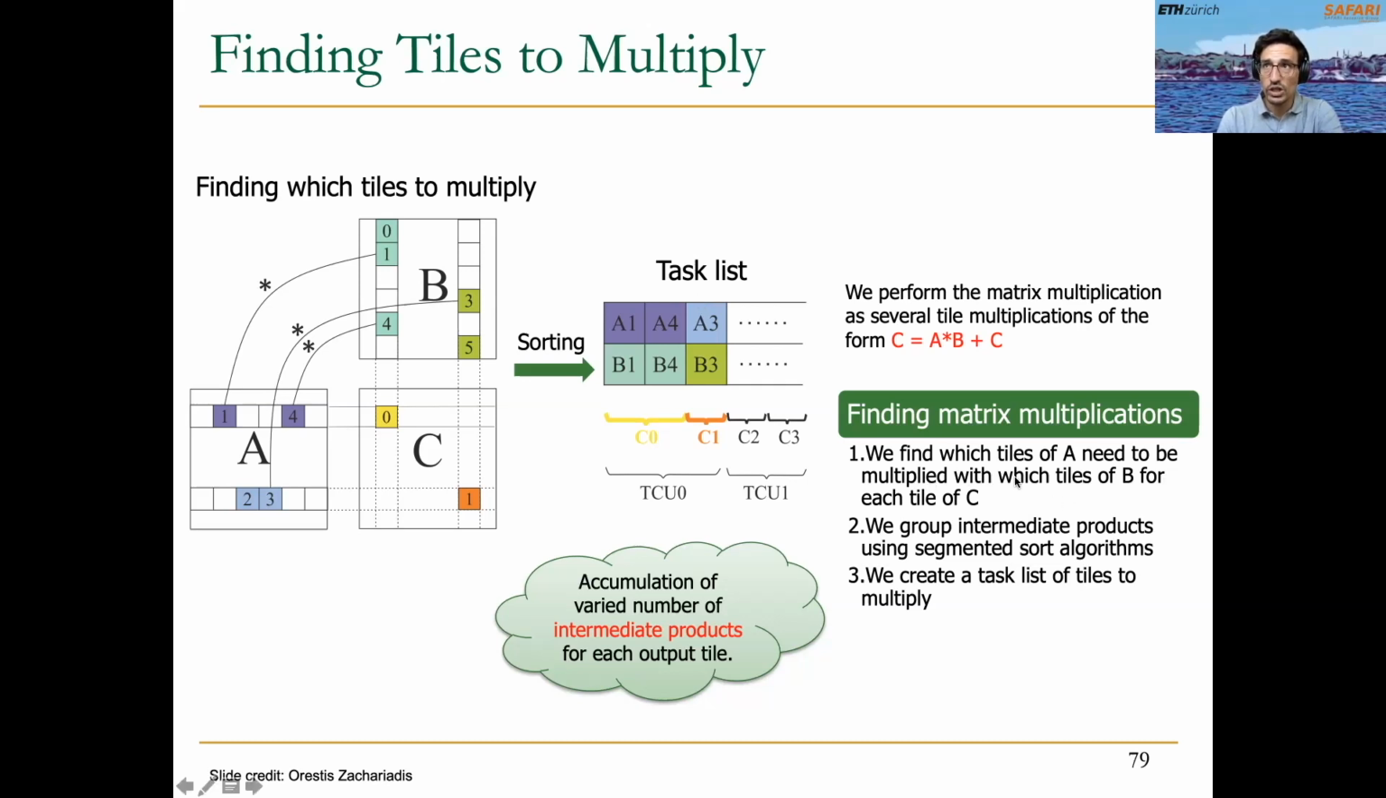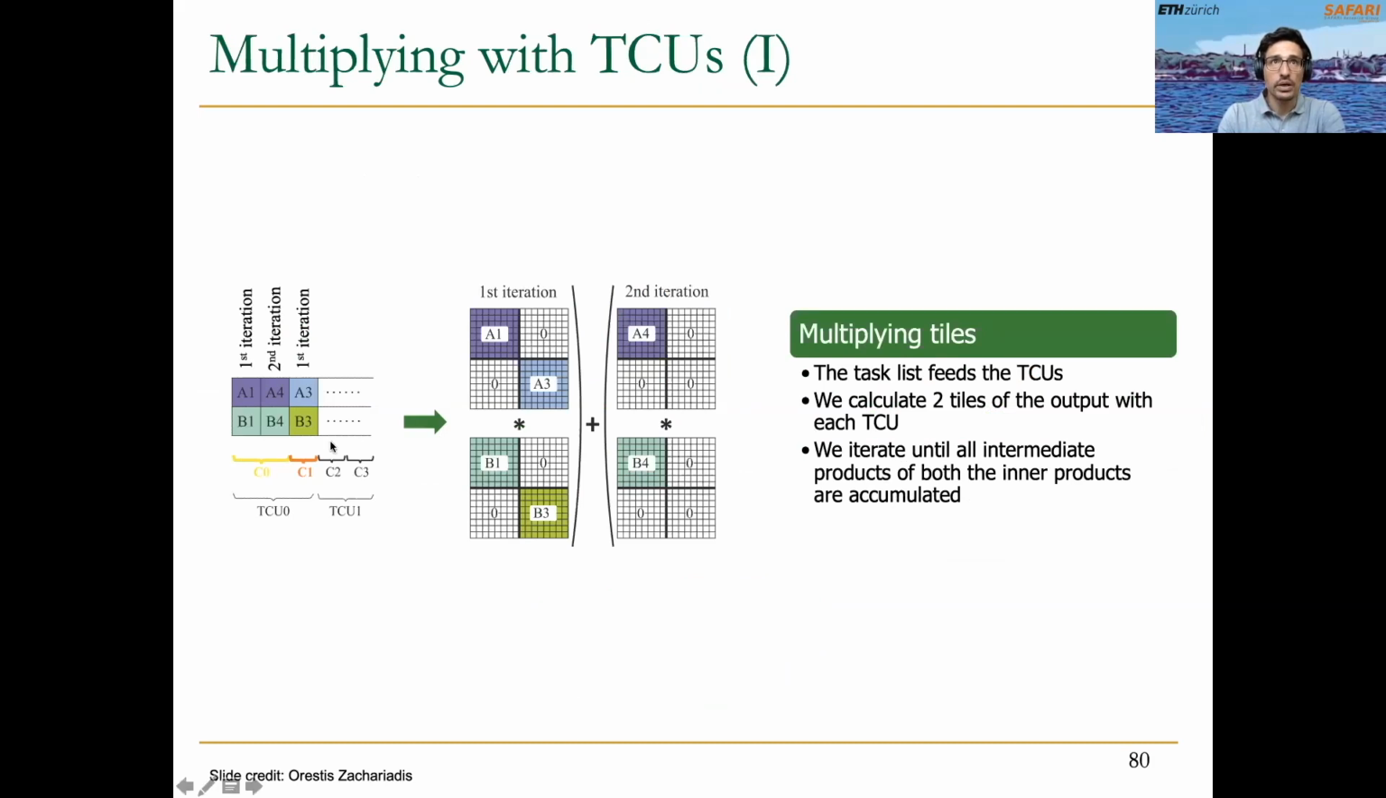So we first find which tiles of A we need to multiply with tiles of B in order to obtain tiles of C. And then we group intermediate products using a segmented sort algorithm. So observe that all these tiles that we put first are going to contribute to this tile. These multiplications of tiles are going to contribute to this tile C0. Then we have tile C1, C2, C3, etc. And then we are going to feed the tensor core units by using this list of tasks. This is how we could map this particular example to compute C0, to compute C1.